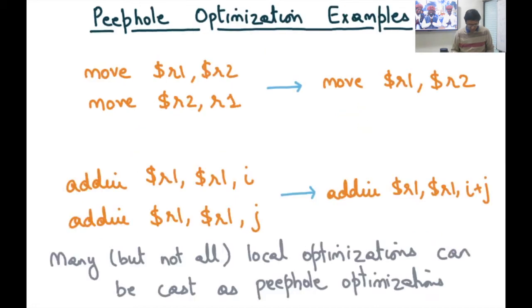So for example, here's an example of a peephole optimization. It says if you see a move of R2 to R1 followed by another move of R1 to R2, then you can just replace it with a single move from R2 to R1, because the second move in this case becomes a no-op, because at this point both R1 and R2 have the same value.